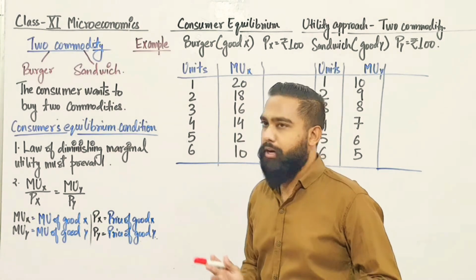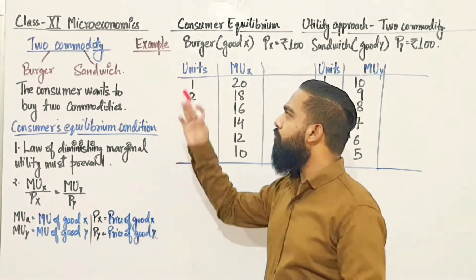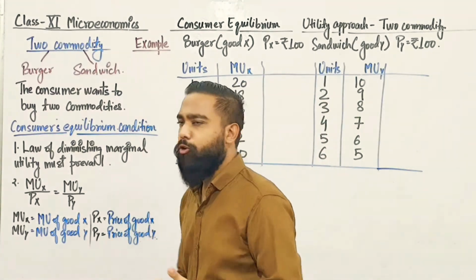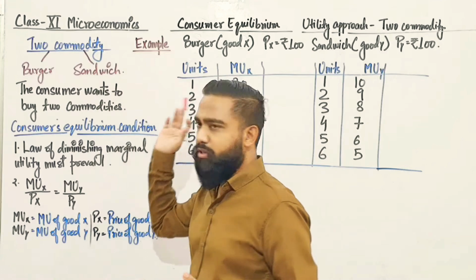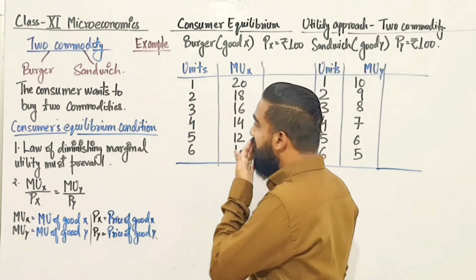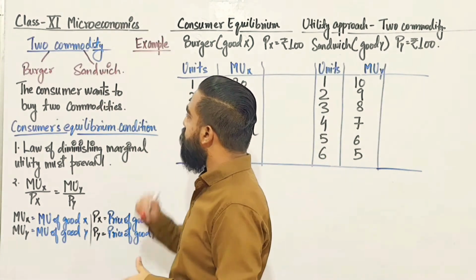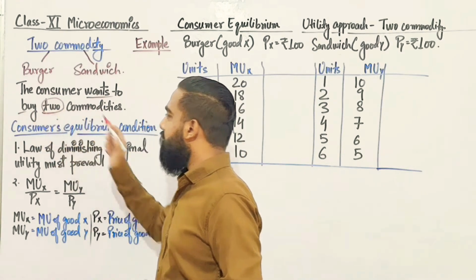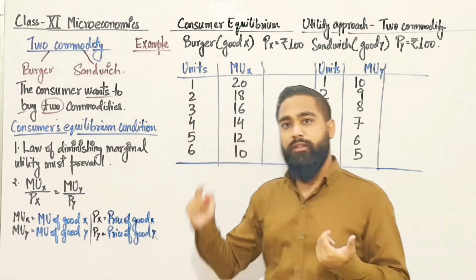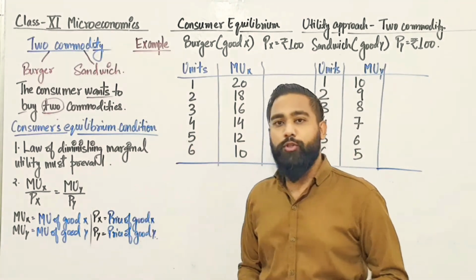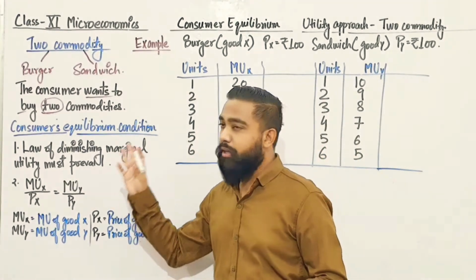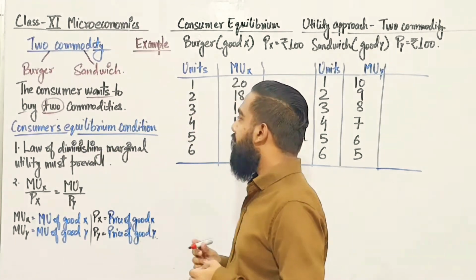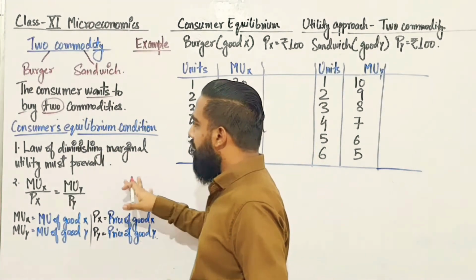Now, two commodities. You can take any two commodities. I have taken burger and sandwich. Under the utility approach of two commodities, the consumer wants to buy two commodities. In the previous one, in the single commodity, the consumer wanted to buy only one commodity. But here, in the two commodities, he wants to buy two commodities. Now, there are two conditions.